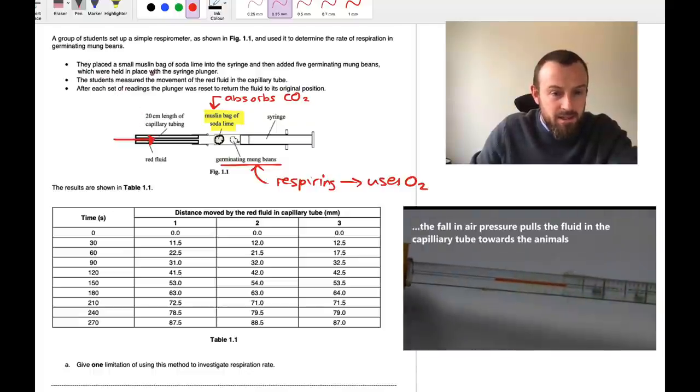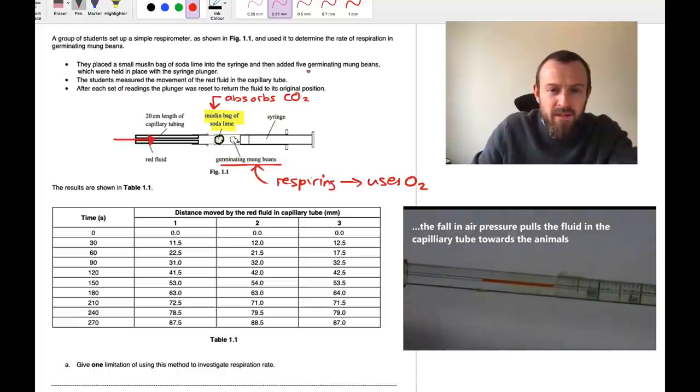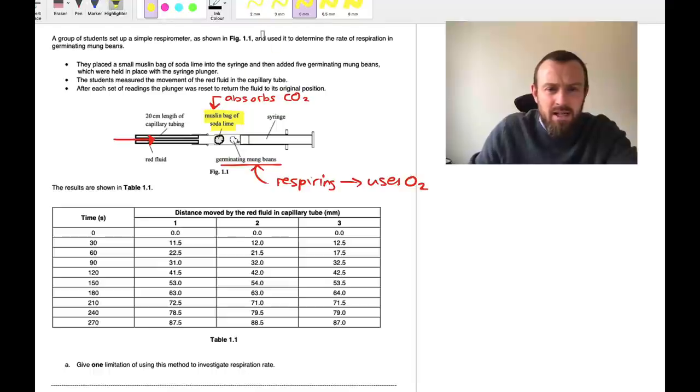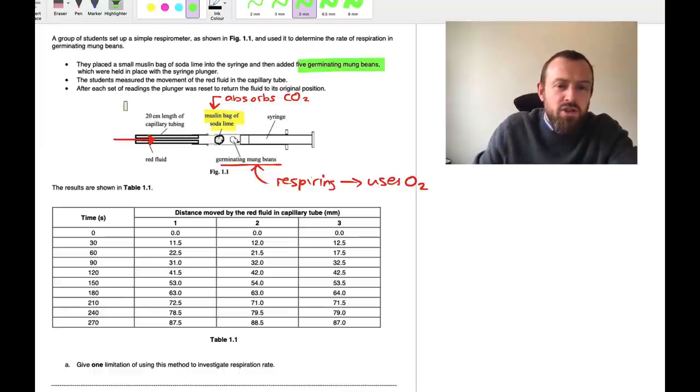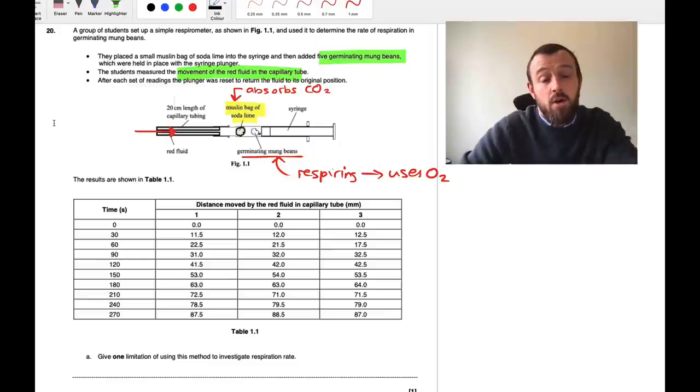So it says they placed a small muslin bag in, then they added 5 germinating mung beans. That's some interesting information, which we should probably highlight. They were then held in place with a syringe plunger. The students measured the movement of the red fluid in the capillary tube. After each set of readings, the plunger was reset to return the fluid to its original position. Okay, so the question asks, give one limitation of using this method to investigate respiration rate.